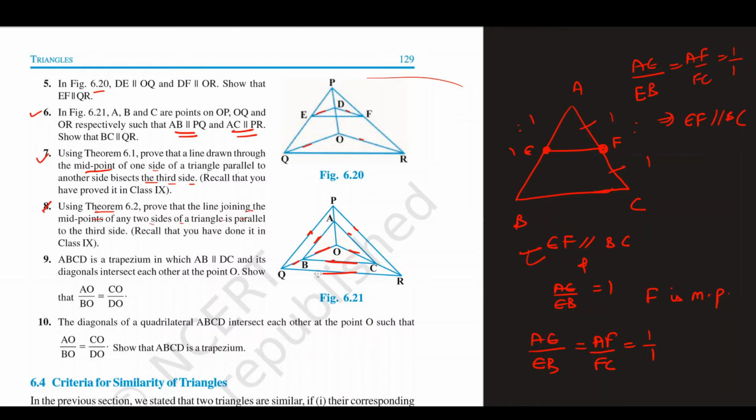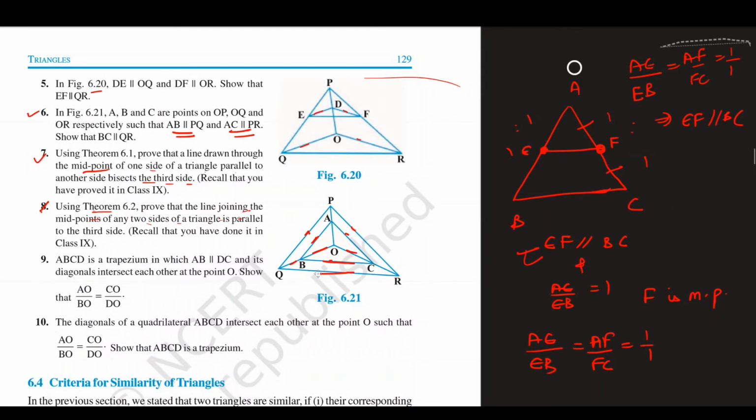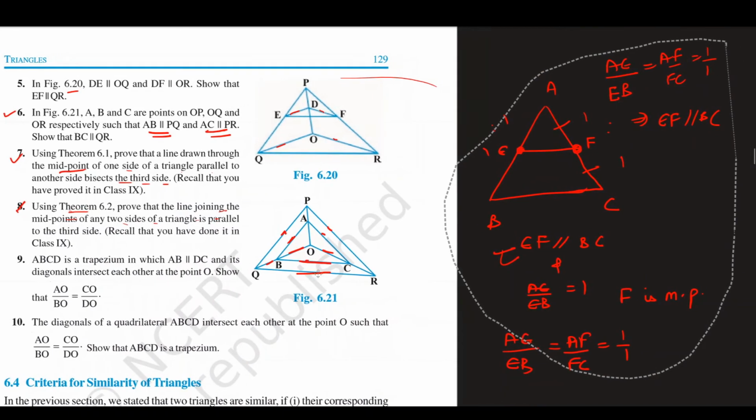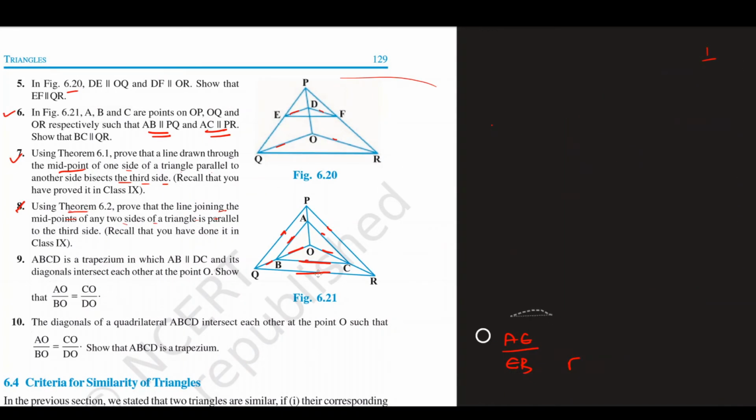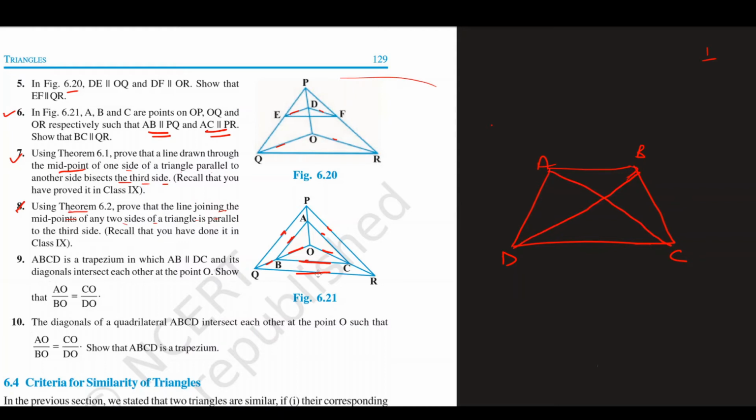Now ABCD is a trapezium in which, okay, so let me first clean that. So question 9 is, suppose ABCD is a trapezium. So a trapezium looks like this. So A, B and CD is a trapezium in which AB is parallel to DC and its diagonals intersect each other at O. Okay, so let me draw.